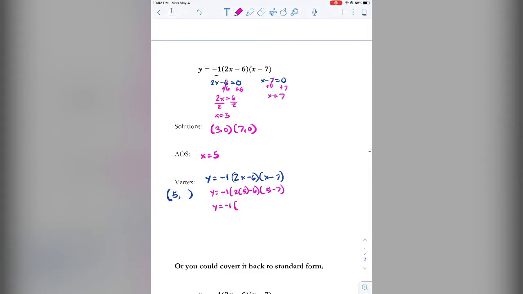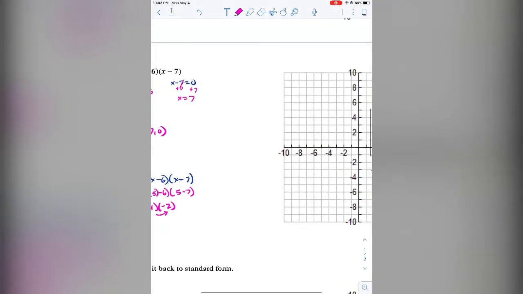So then I have -1 times 2 times 5 is 10 minus 6, which is 4. 5 minus 7, which is -2. So -1 times 4 is -4. -4 times -2 is then y equals 8. So my vertex is at 5, 8.